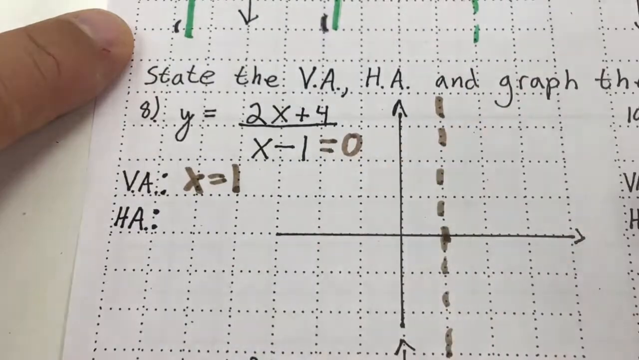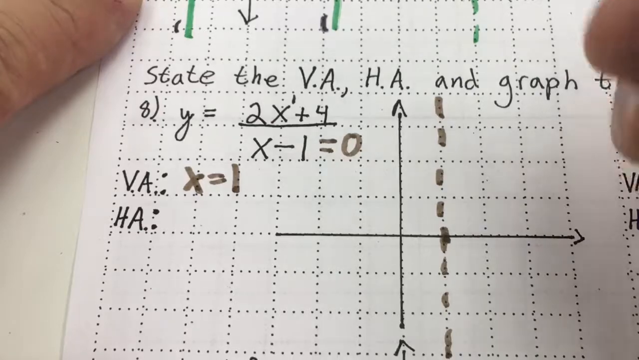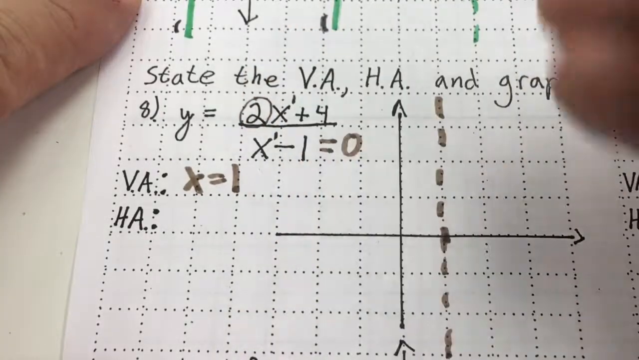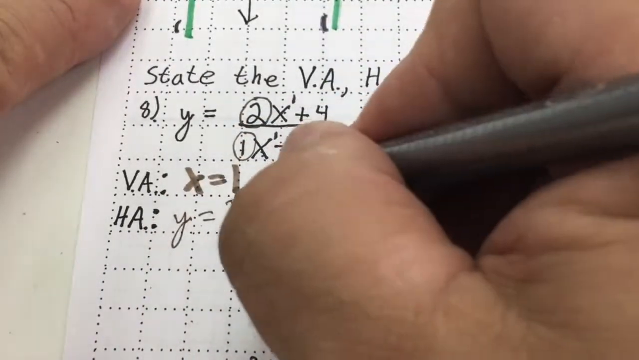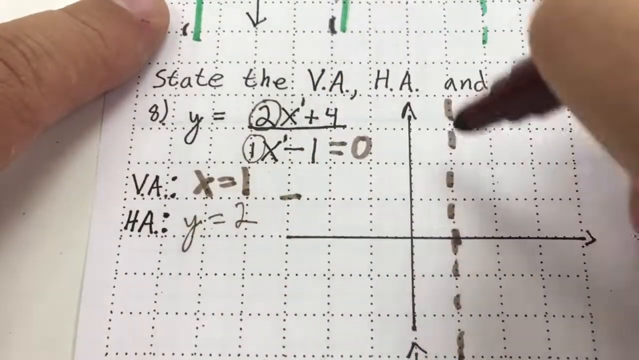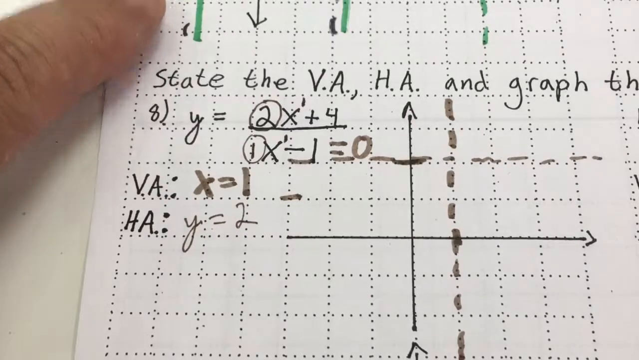Now I need the horizontal asymptote. To find the horizontal asymptote, you need to look at the degree of the top. And the degree of the top expression is 1. Then the degree of the bottom, that's 1. Since the degrees are the same, you look at the leading coefficient. So the leading coefficient is 2 on top, and the leading coefficient is 1 on the bottom. So the horizontal asymptote is going to be y equals 2 divided by 1, or just y equals 2. And there it goes. It's going to be at y equals 2, so that's a horizontal line, and I just want the asymptote. You don't actually have to graph the curve.